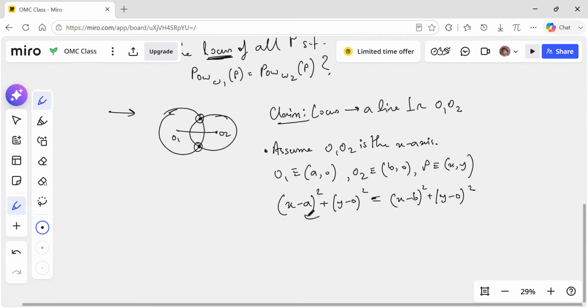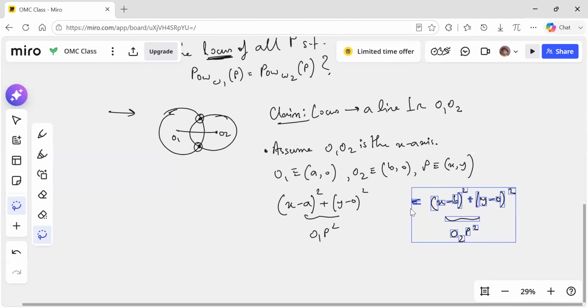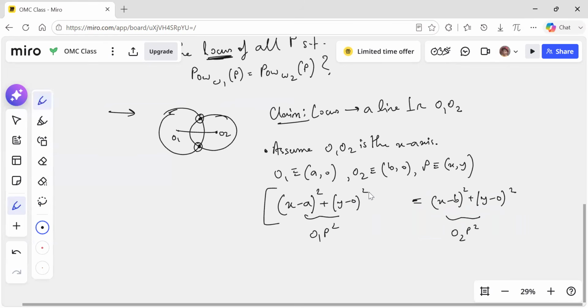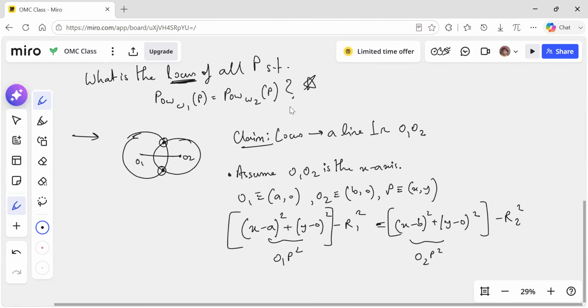Okay, here you are just taking O1P squared. So what more do you need to do? The radius also we have to consider. Right. So this is O1P squared minus R1 squared is equal to O2P squared minus R2 squared. So this is basically the condition, written in terms of distance.